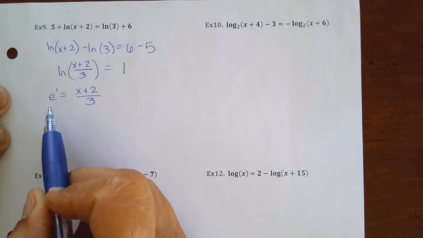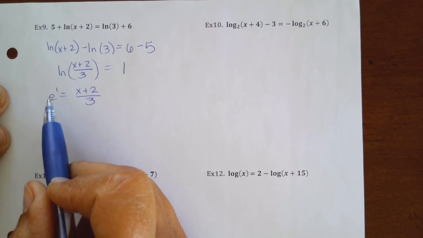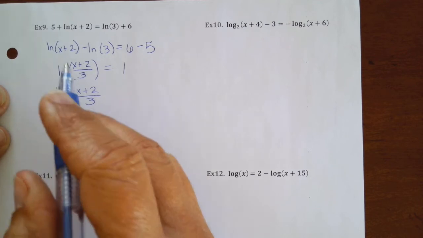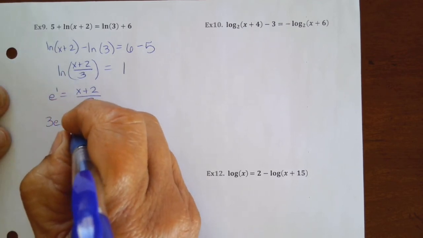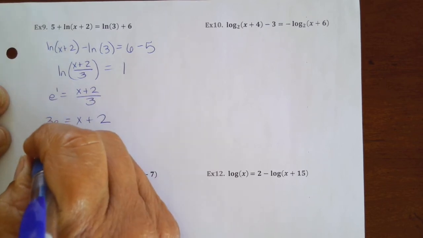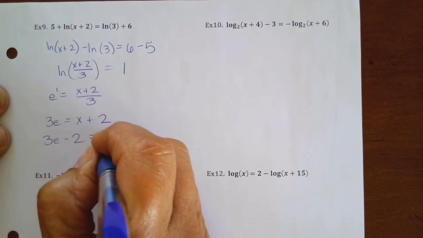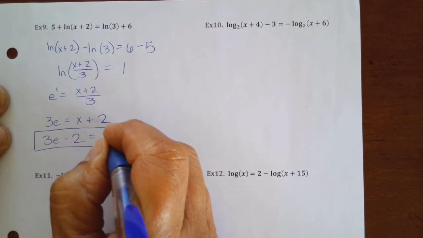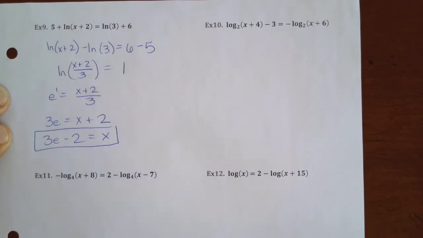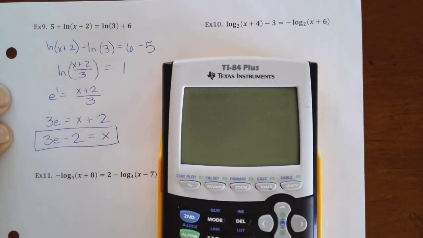And we just solved that. Remember, e is just a number. So e to the first is just e. So we're going to multiply the 3 to this side. So that's 3e equals x plus 2. Subtract 2 from both sides. So there's your answer, 3e minus 2. And again, you could put that in your calculator if you wanted to get the decimal: 6.1548.